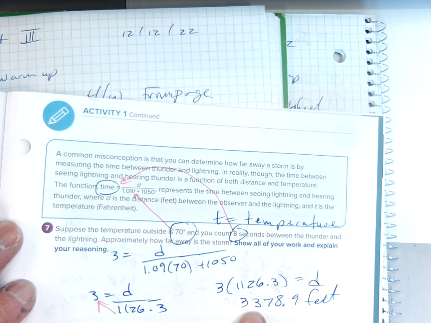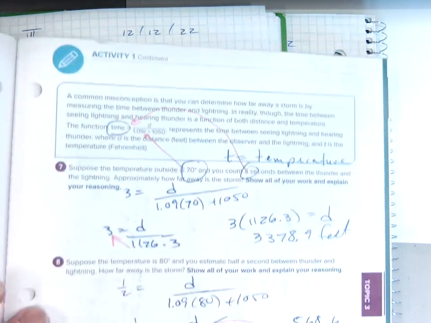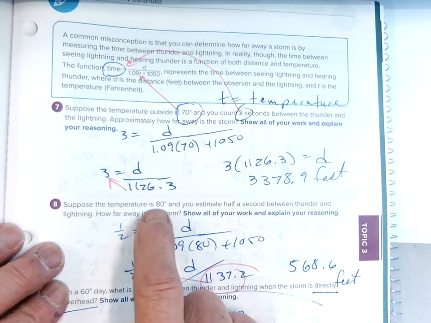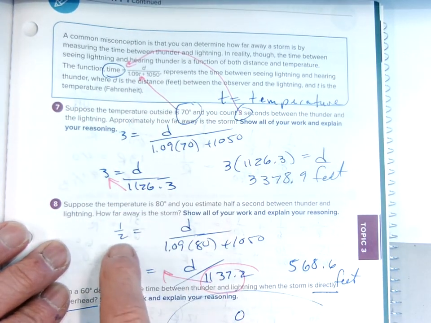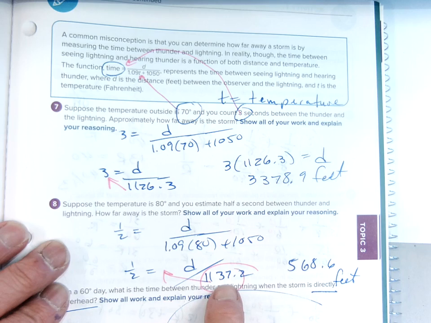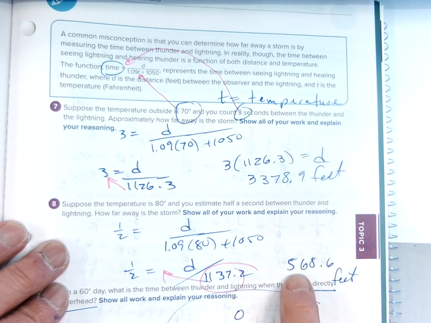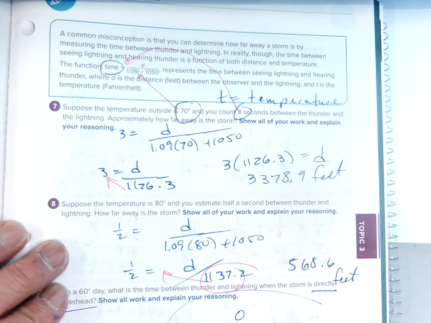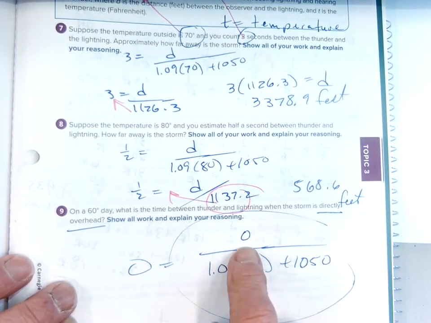And the distance away is about 3,378.9 feet. Less than a mile. Okay, then you say, well, let's say it's 80 degrees out. So put the 80 in there for T. And it's half a second away, so I left it equal to half a second. I did my calculation on my calculator, and I got an answer of 1,137.2. Again, I multiplied that, and I got 5,680.6 feet.